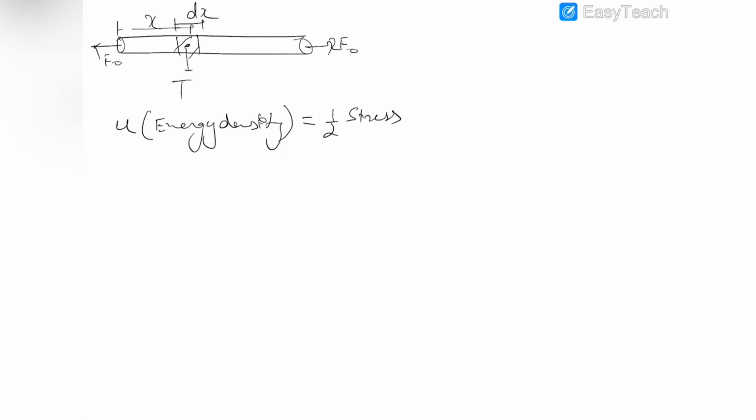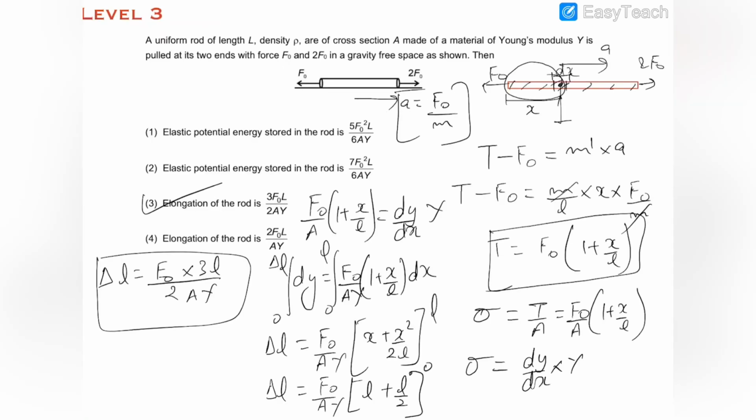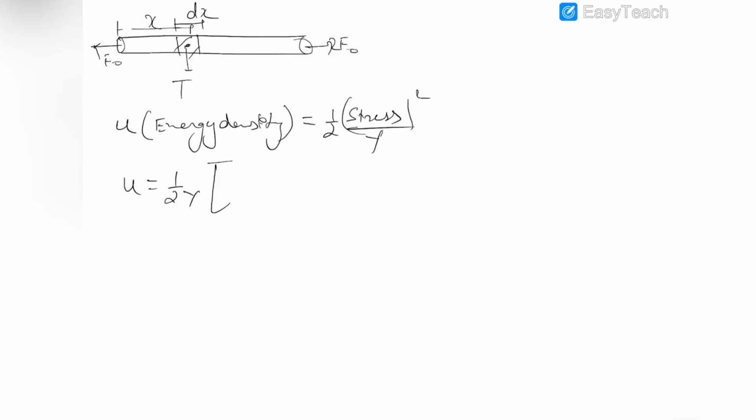Now if we write the strain as stress upon gamma, it would be stress whole square upon gamma. The stress at this point was sigma, which we have already calculated, which is F naught by A into (1 plus x by L). So this is F naught square by A square into (1 plus x square by L square plus 2x by L). So this is the stress energy density.